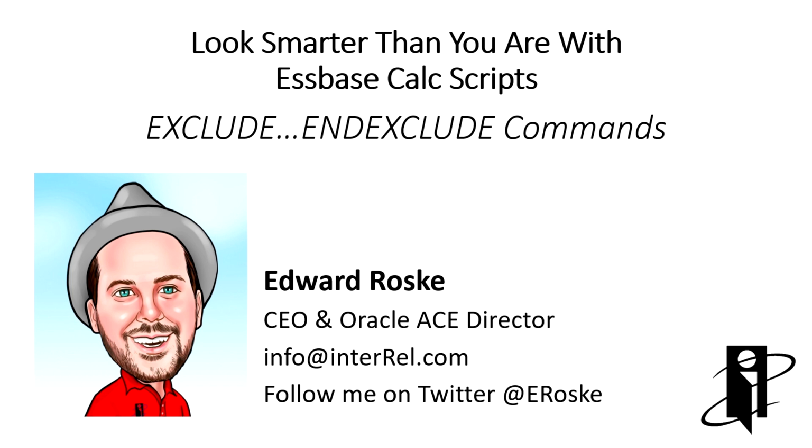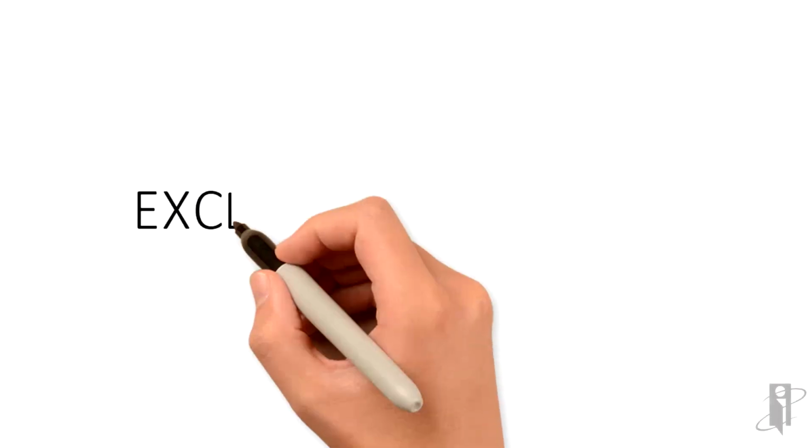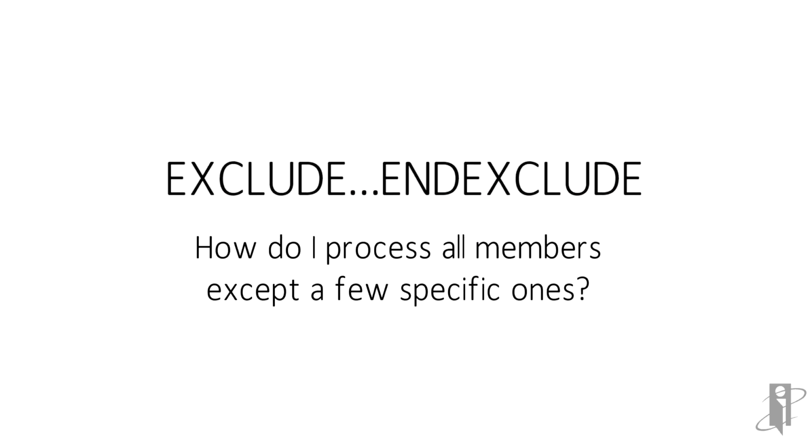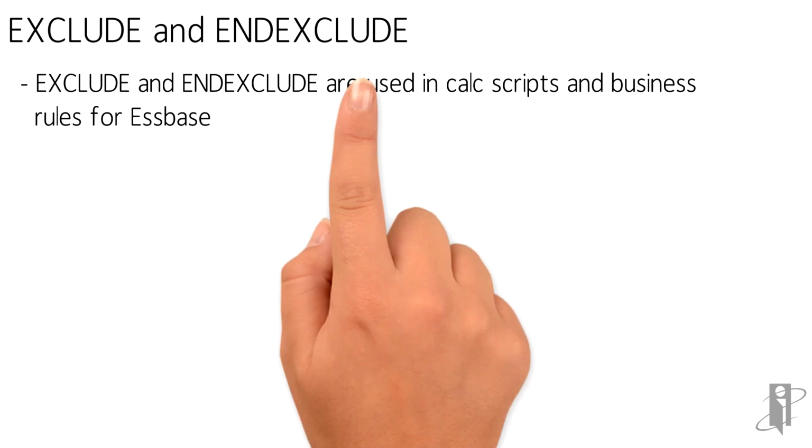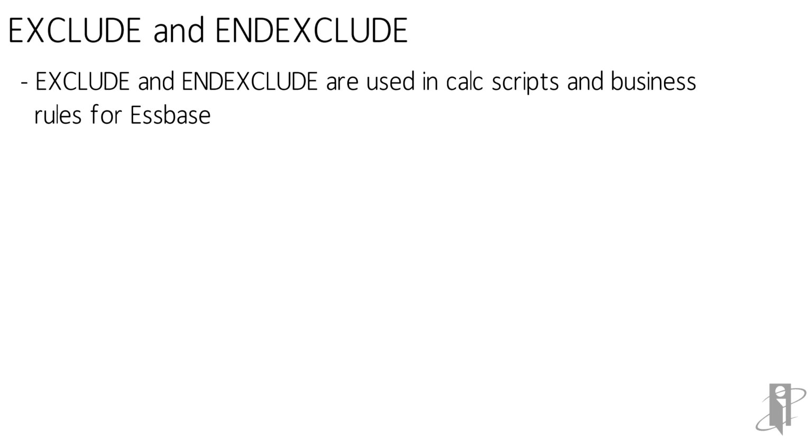We are going to cover the exclude and the end exclude commands. Exclude and end exclude are used when you don't want to process every member of a dimension, but you want to process most of the members of a dimension. They are used inside of calc scripts and business rules to focus a calculation.